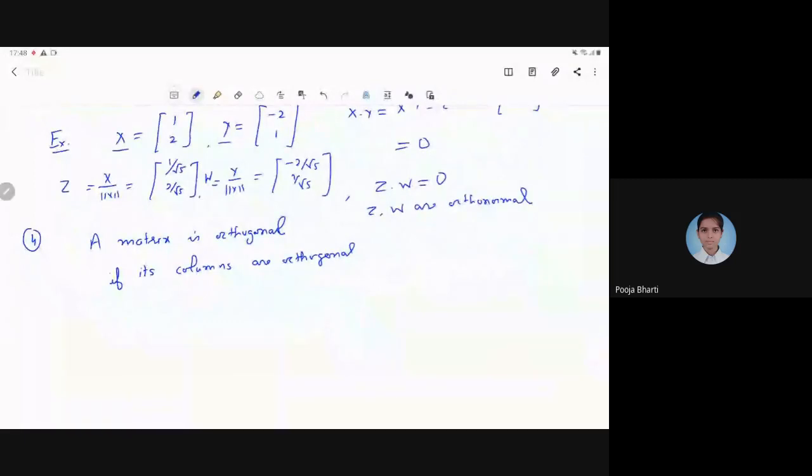So if I write a matrix, say A equal to [1, 2; -2, 1], can I say it is an orthogonal matrix? Yes. Why? Because its two columns, (1, 2) and (-2, 1), are orthogonal. So A is an orthogonal matrix.